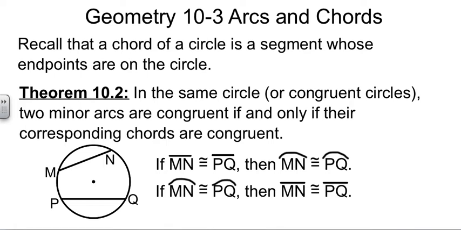This is Geometry, Chapter 10, Section 3, in which we will study the relationship between arcs and chords. If you remember back in 10.1, we talked about a chord being a segment that goes from one part of the circle to the other. The endpoints are on the circle, something like MN here, or PQ. Those are chords.